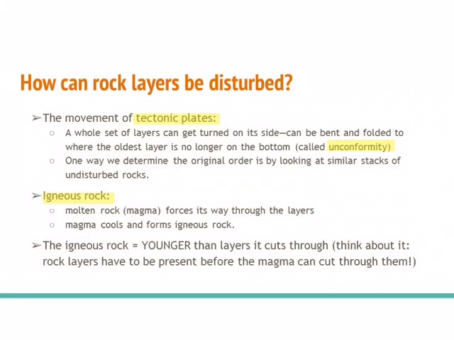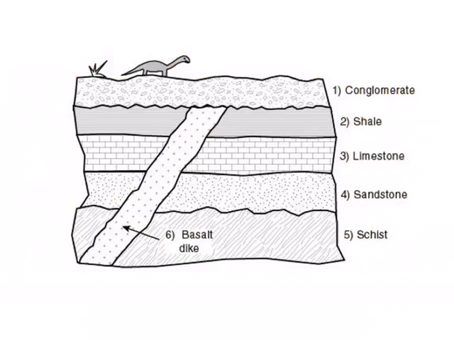Also, igneous rock can disrupt sedimentary rock layers because it's so hot. So if there's a volcanic eruption, magma can force its way through the layers. If that happens, the layers that are being cut through are older than the igneous rock, or the magma that's running through those rocks, which makes sense. So here's an image just so you can see this happening.